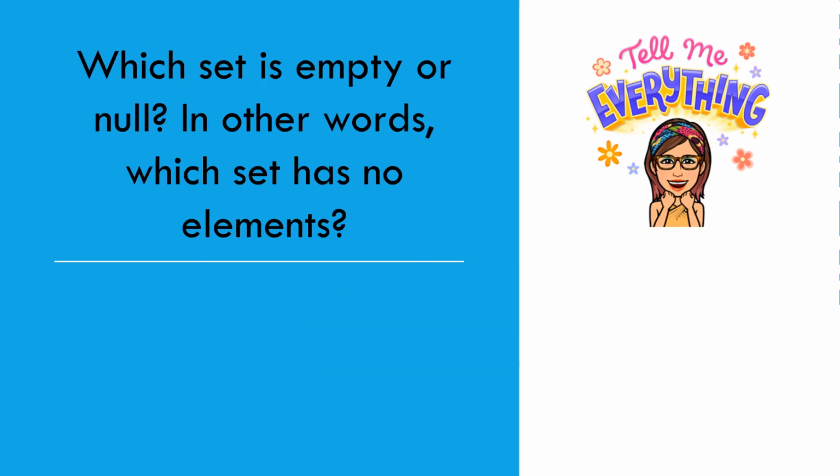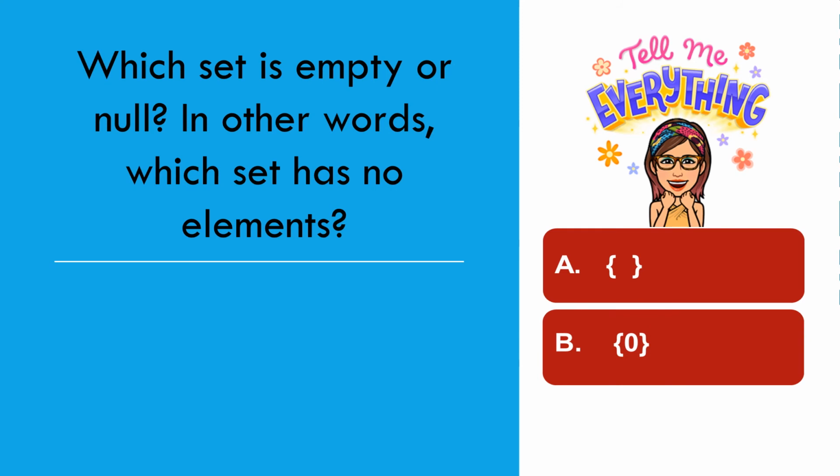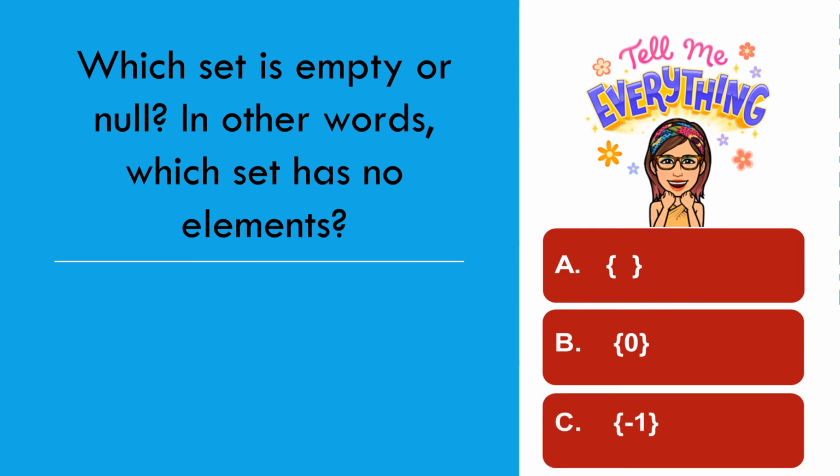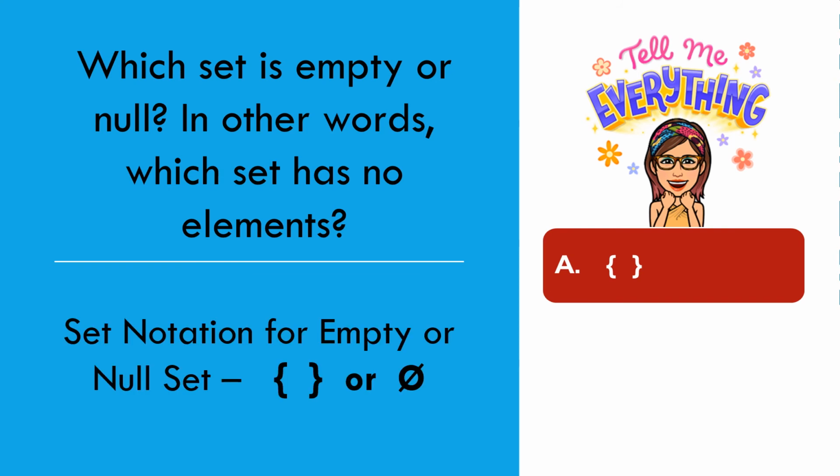Which set is empty or null? In other words, which set has no elements? A, the notation, B, or C? The answer is A. The set notation for empty or null set is this one. Okay, so remember that.